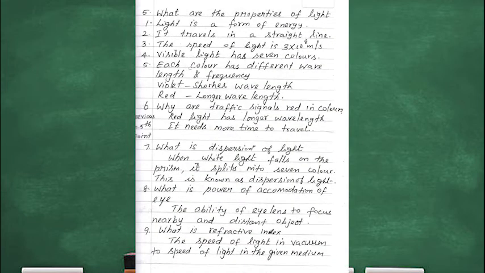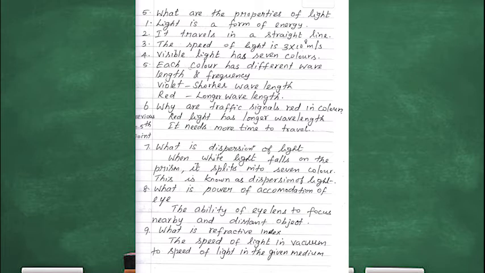Come. Then what are the properties of light? Then you will write that light is a form of energy. It travels in straight line. Its speed is 3 into 10 to the power 8 meter per second. Here you must be very careful that 10 to the power 8, don't write minus. Okay, you have to be very particular.